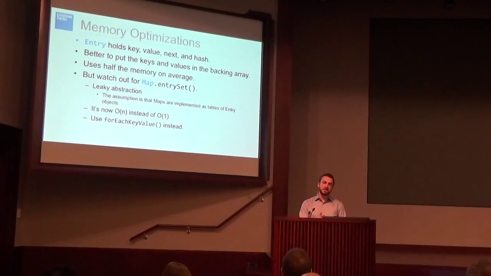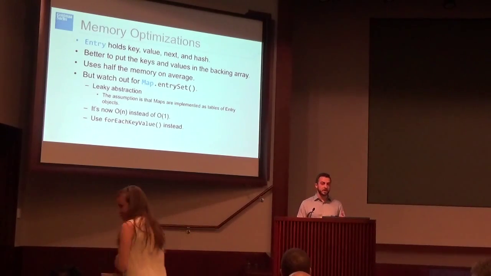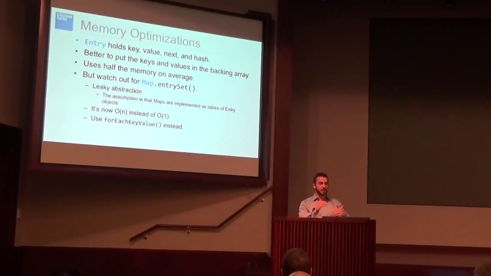In the case of collisions, the key is replaced with a sentinel that indicates there are collisions at this slot, and the value is replaced with an array that's of a similar shape. It has key and value alternating in it. So on average, just by avoiding that wrapper object, the entry, it takes half the memory on average.